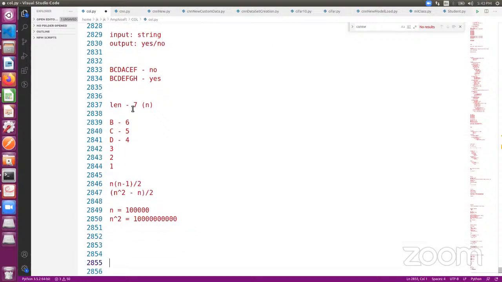Now, is it possible to reduce the complexity of this algorithm if a few additional spaces are taken, that is, taking some additional memory? Can we reduce the complexity of the algorithm? Now it is n square. Can we reduce it to order of n?